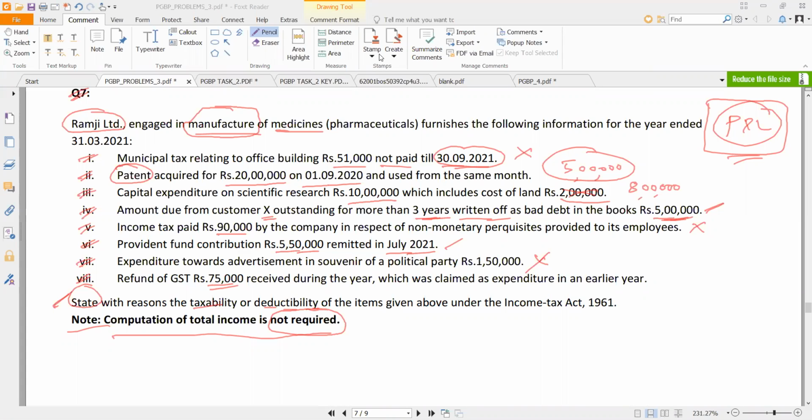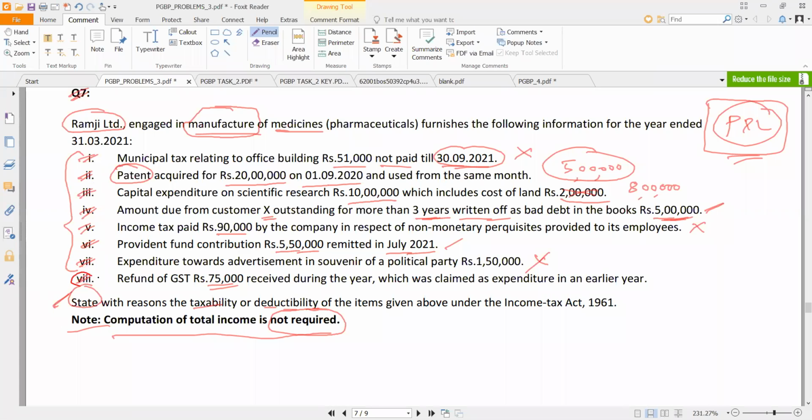Refund of GST 75,000 received now, which was earlier claimed as expenditure. Now, what is it? Taxable, deductible. One of the answers should be taxable. First of all, you should understand the nature of the item. All other items are expenses. All of them are expenses. So we said deductible, not deductible, deductible, not deductible. If deductible, how much? All these things were earlier.